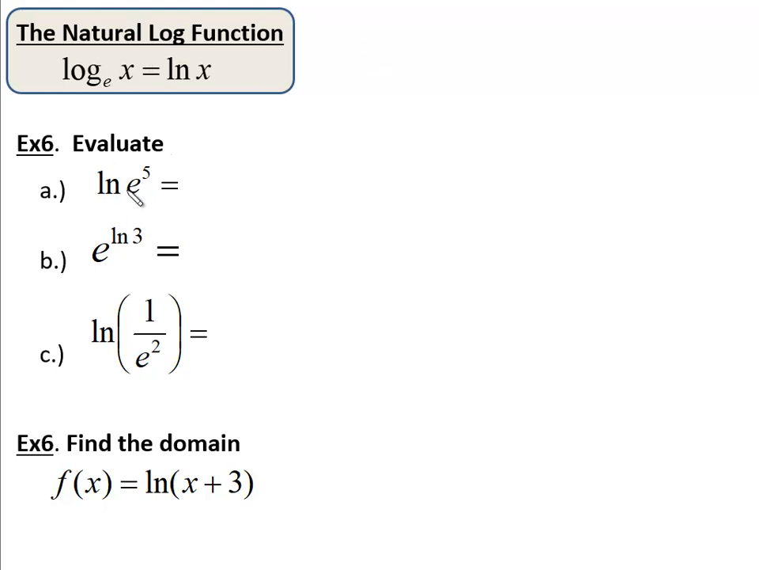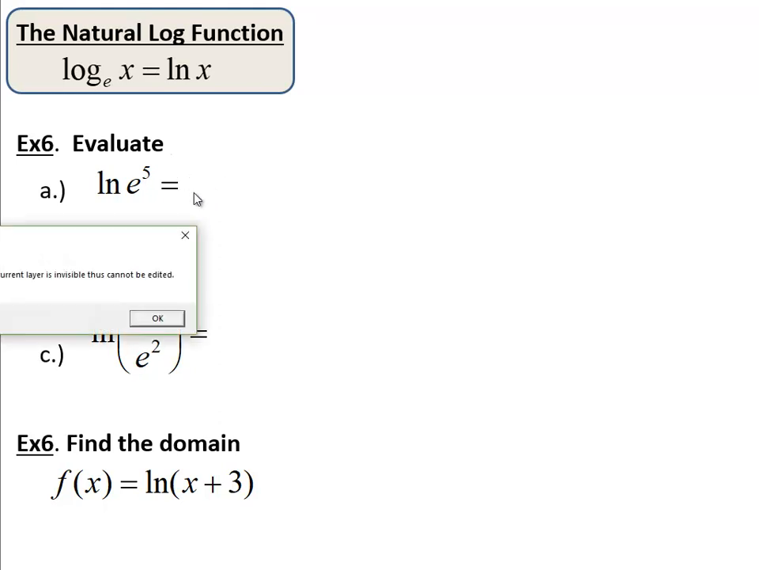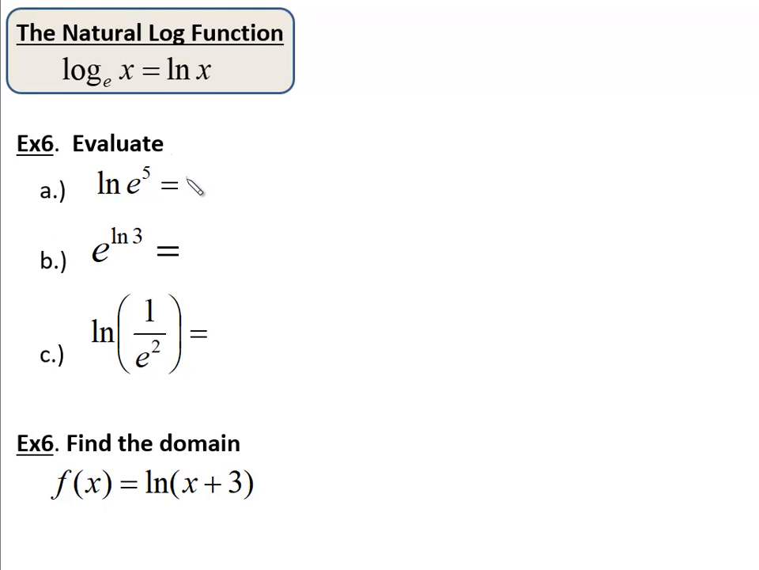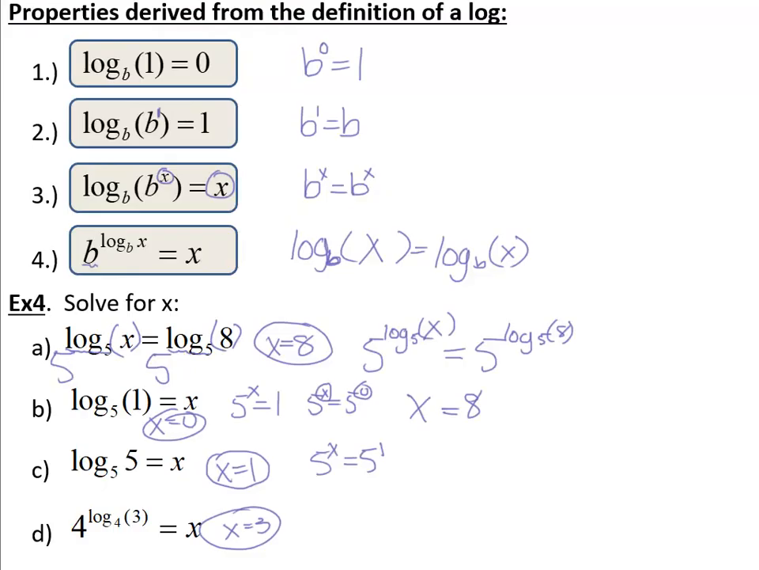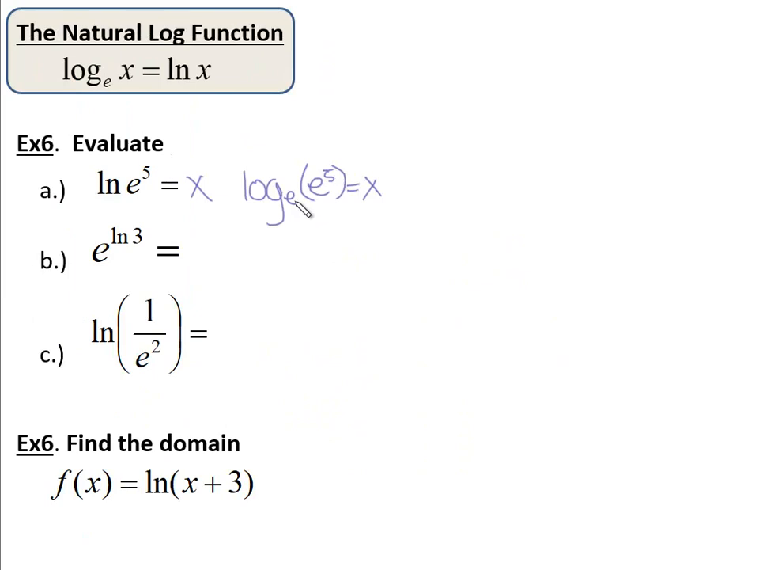So if I have natural log of e to the 5th, and I say this equals x, it's going to help to rewrite this as log base e of e to the fifth equals x. And now I can see I have that matching base and what I'm taking the logarithm of. So going way back, when the base and what I'm taking the logarithm of match, and there's an exponent, it evaluates to my exponent. So log base e of e to the fifth ends up being x equals 5.